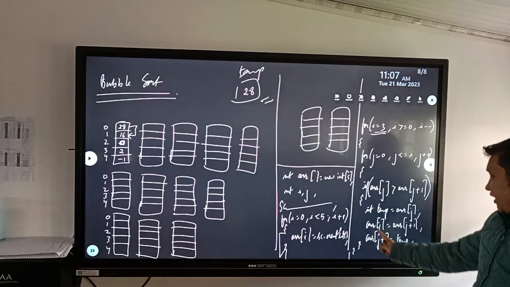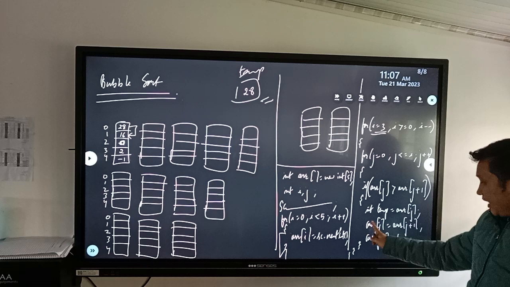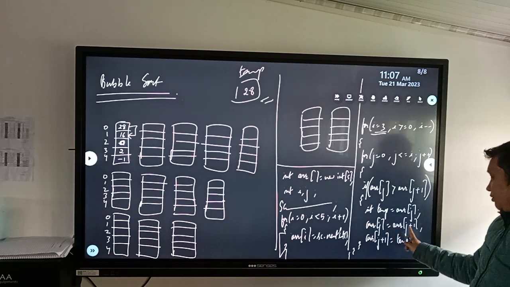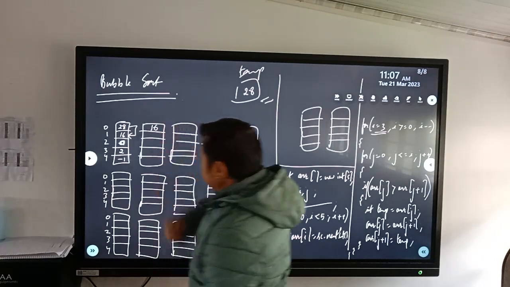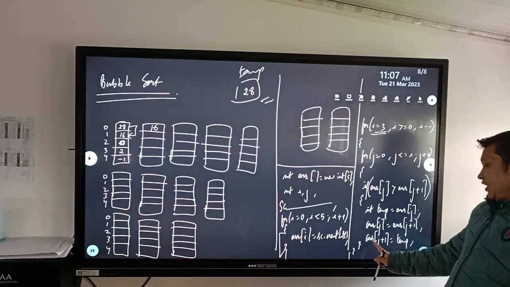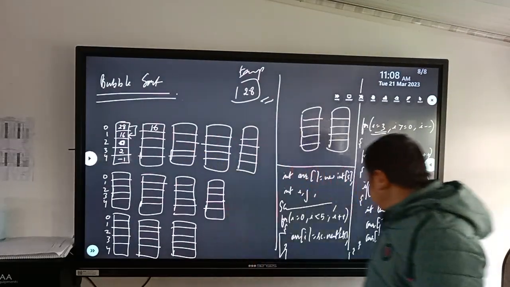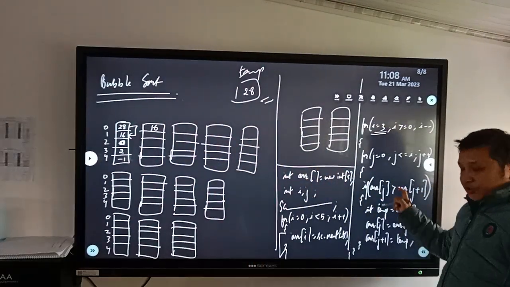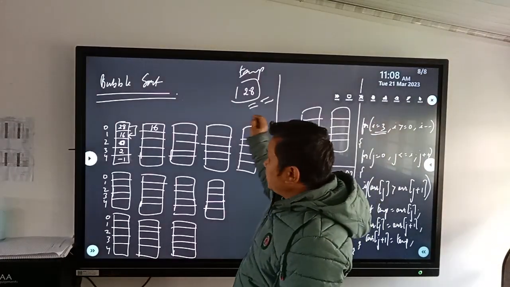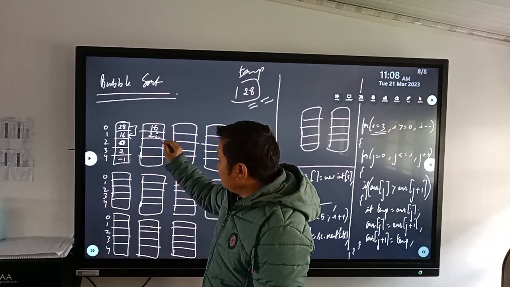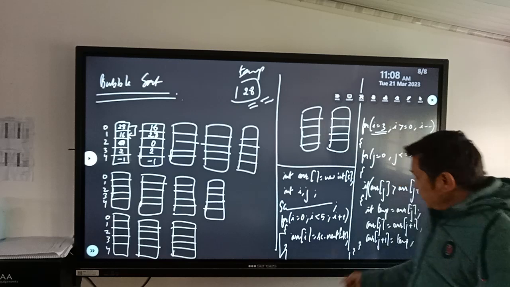Then after that, arr[j]. j means 0. So in arr[0] position, what is coming? arr[0+1], the 1 position value, is coming and storing in 0 position. After that, arr[0+1] is 1. In 1 position, what is coming? The value of m is coming and storing in 0 plus 1 position. That is, m will come and store in 1 position. Then 0, 2, minus 1.